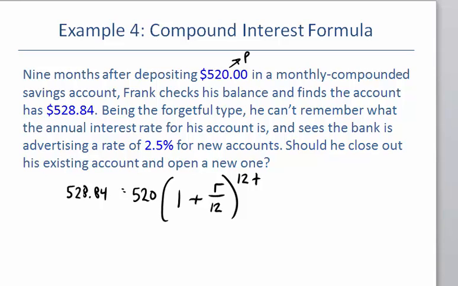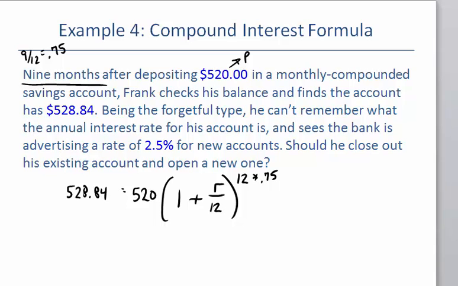For our time, we're told that the time is 9 months. Remember that your t needs to be in terms of years. So 9 months is 9 out of 12, because there are 12 months in a year, which is 0.75. So we can plug 0.75 in for the t. And now our job becomes to solve for the r.